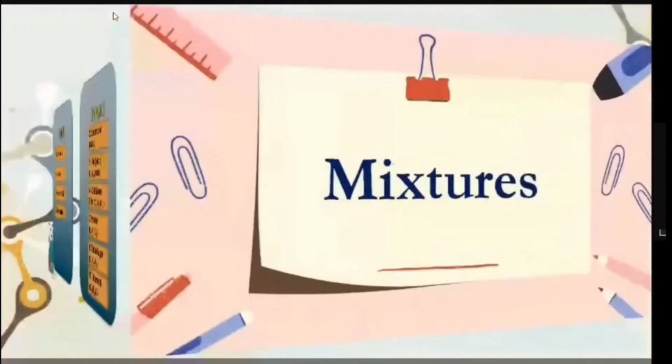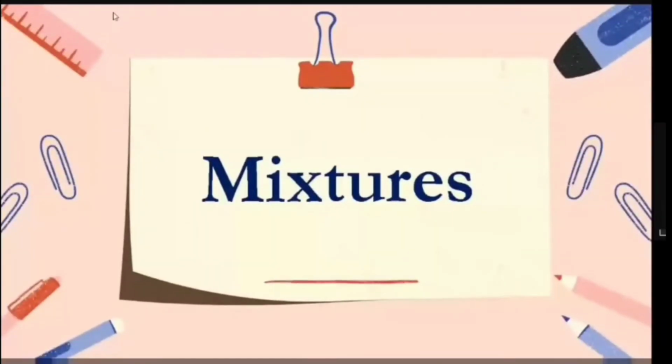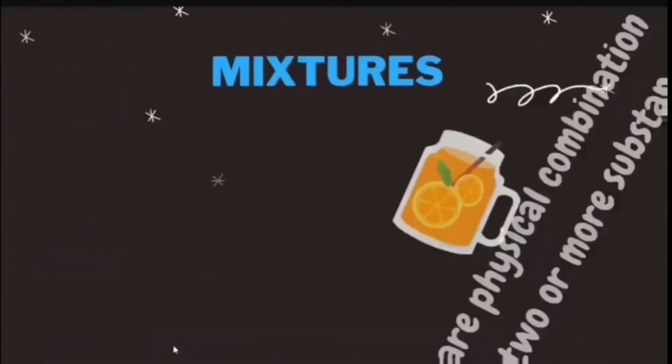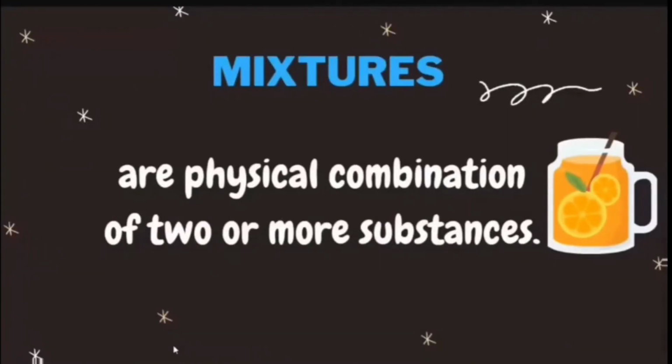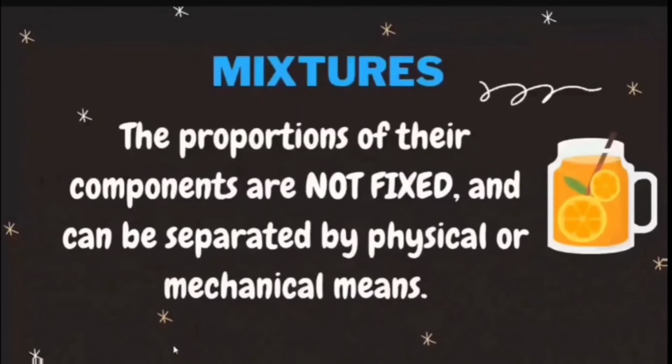Now, let's discuss the other types of matter, which is called mixtures. Mixtures are types of matter which are physical combination of 2 or more substances. The proportions of their components are not fixed and can be separated by physical or mechanical means. Let's find out the different ways of separating mixtures.